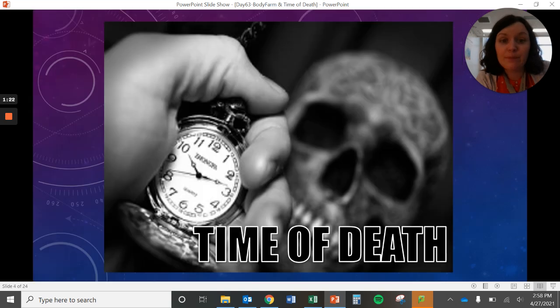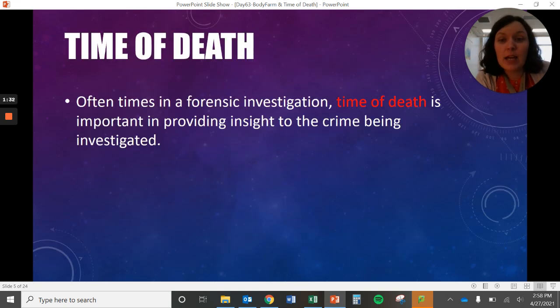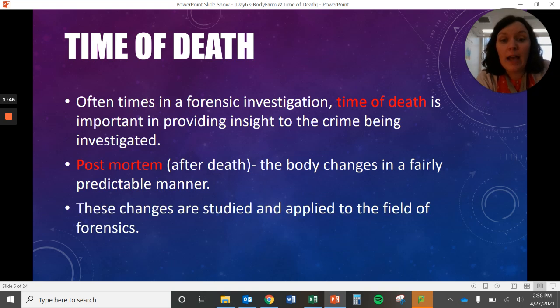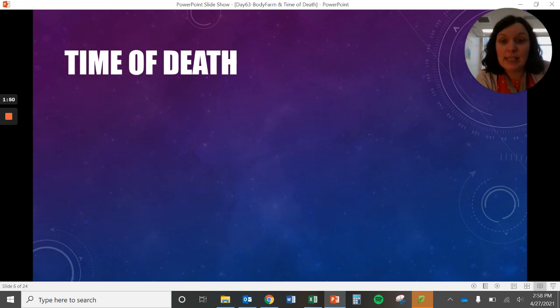So today we talked about time of death and how we can use information about the body and decomposition to figure out the time of death. Okay, so oftentimes in a forensic investigation, time of death is important in providing insight to the crime being investigated. So we can look at post-mortem, or after death, changes, because those changes are fairly predictable. And these changes have been studied and applied to the field of forensics.